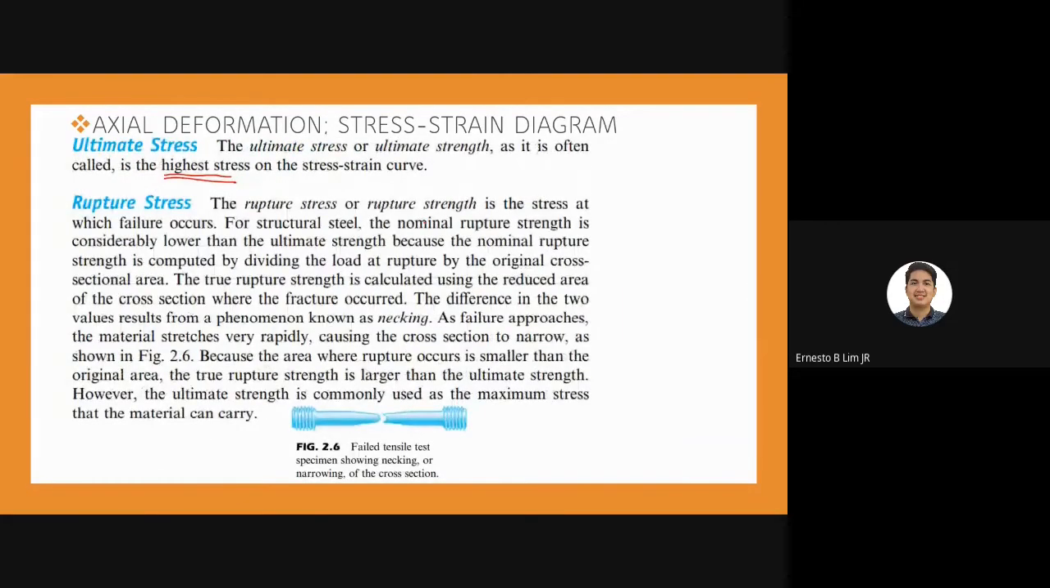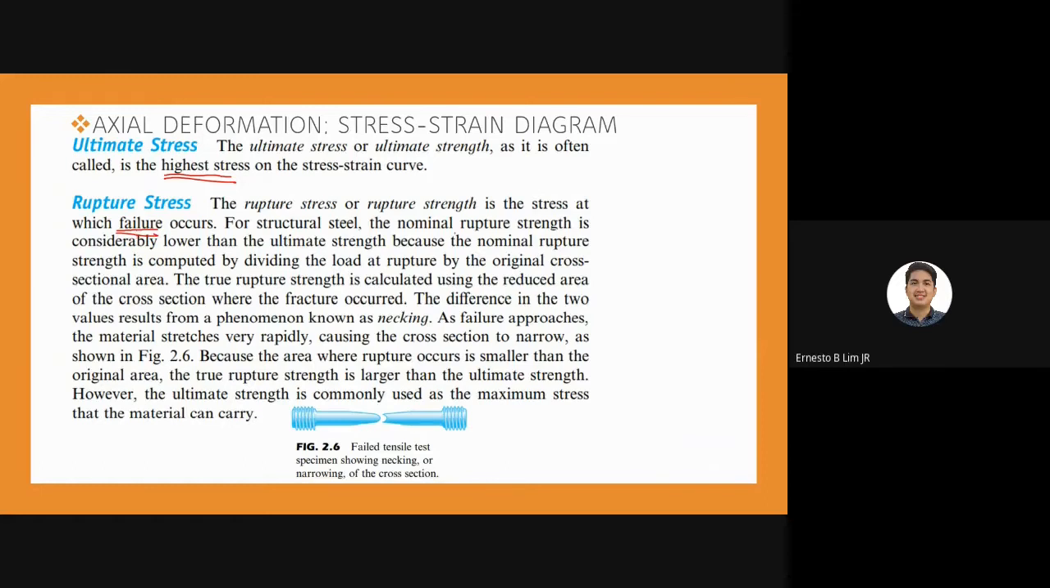Then last is the rupture stress. So rupture stress or rupture strength is the stress at which failure occurs. Okay, so that's why rupture stress is the last point in our stress strain diagram, because that would be the point wherein failure is being seen already.